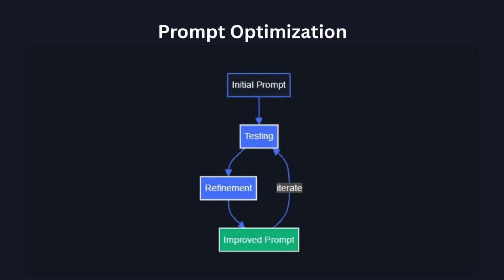Prompt optimization is an iterative process. It starts with an initial prompt, which is then tested and refined based on evaluation results. This cycle continues until the desired performance is achieved. In production, real user feedback and system logs are also used to continuously improve prompts.